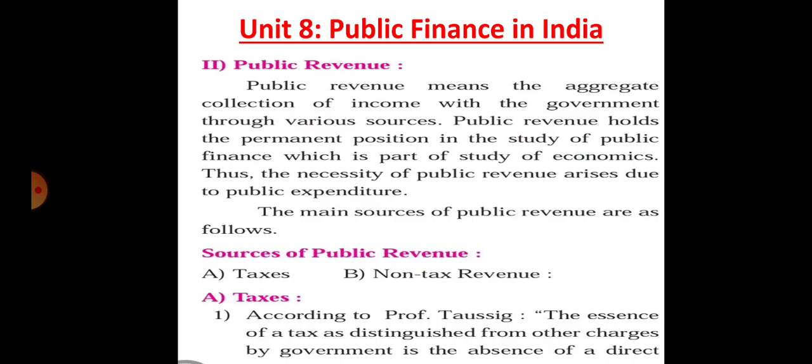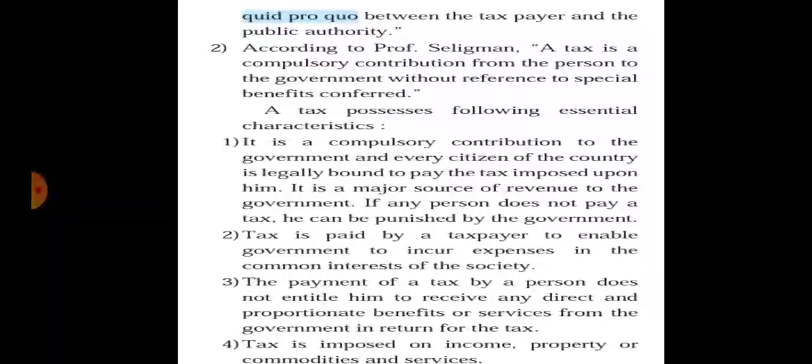To focus on the definition of tax, the first definition is by Professor Taussig. The essence of a tax as distinguished from other charges by the government is the absence of a direct quid pro quo between the taxpayer and the public authority. Then Professor Seligman gives one of the most important definitions: a tax is a compulsory contribution from the person to the government without reference to the special benefit then conferred. We know tax is a major part which contributes the maximum government revenue.